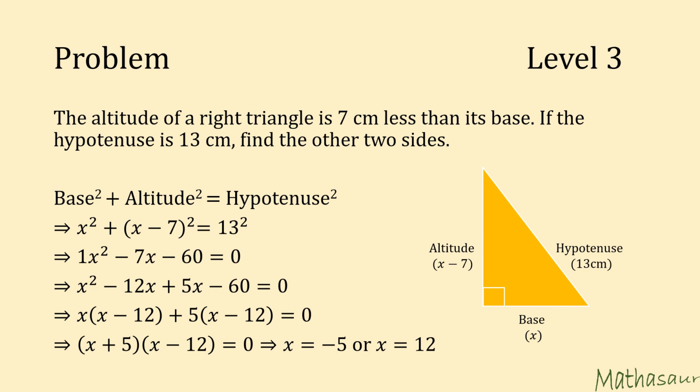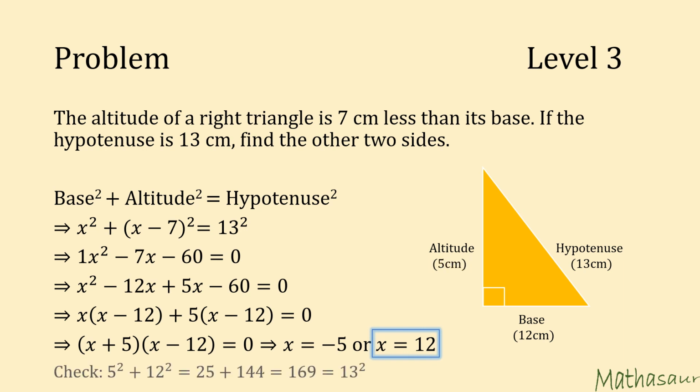But we are looking at lengths of sides. So the length of a side cannot be negative. Hence x has to be equal to 12. Substituting this value, we get base as 12 centimeters and altitude as 5 centimeters. You could also check this result by applying the Pythagoras theorem once again. So 5 square plus 12 square gives us 13 square, which means that our answer is correct.